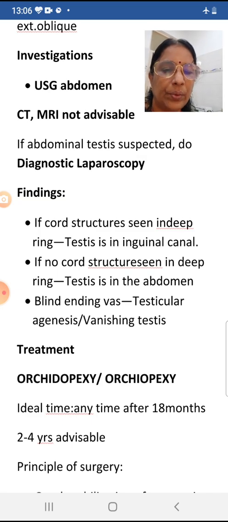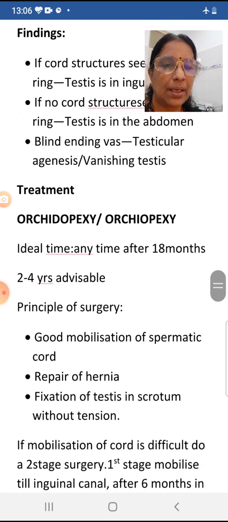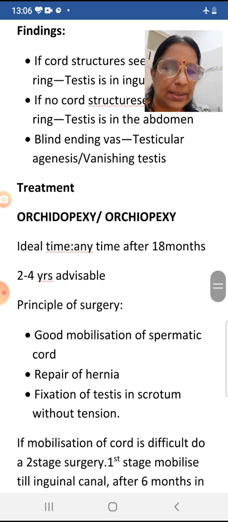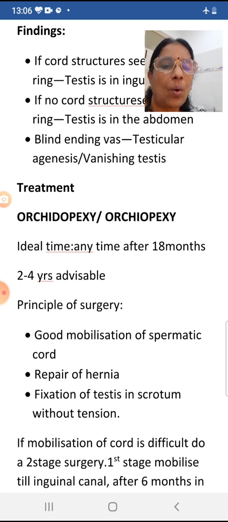Then what treatment do you give if you diagnose a case of undescended testis? What you can do is an orchidopexy, also called orchiopexy. The ideal time for surgery is any time after 18 months. Usually we advise doing it after 2 to 4 years.